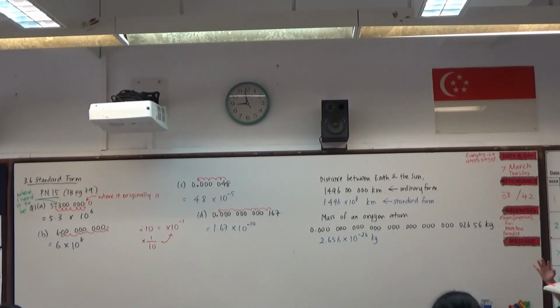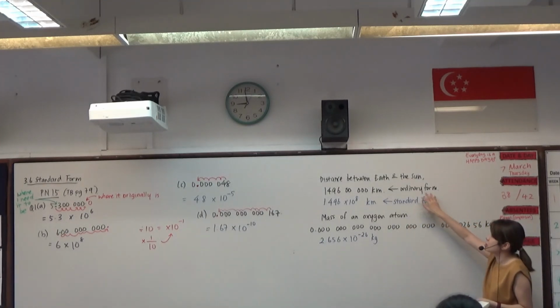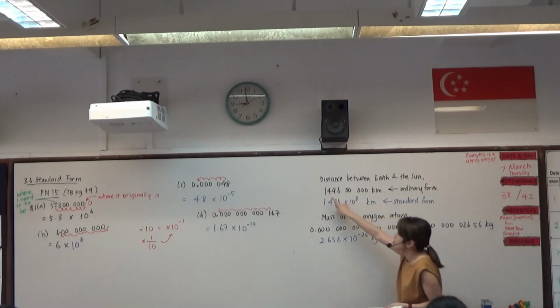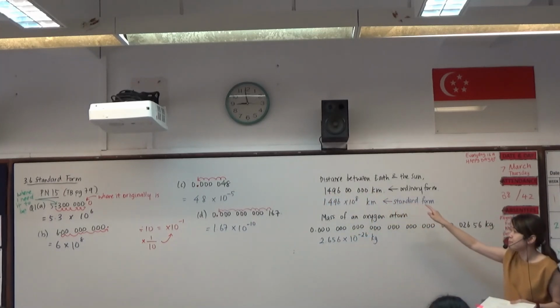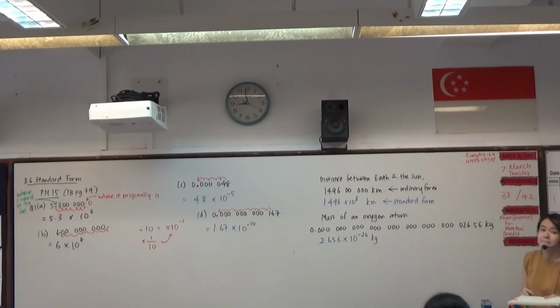Clear about the conversion from standard form to ordinary form? I hope that with that idea, you understand how the distance between Earth and the Sun could be converted from ordinary form this way to standard form in this manner. Where I need my decimal place is here, where it originally is here. Therefore, I'm moving 8 places to the right. Likewise for this, I'm moving 26 places to the left, to ensure that they are equal.